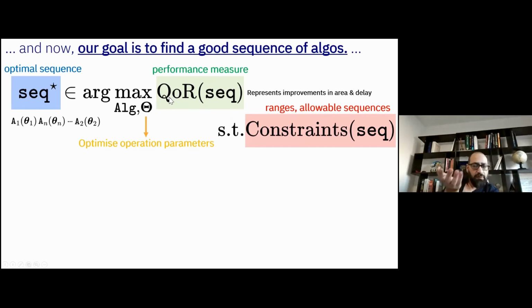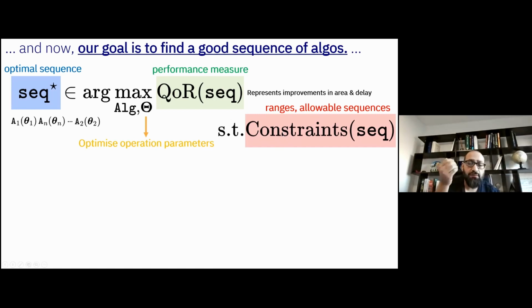So what is this quality of results? It is a ratio between the area and the time delay. The idea is that after you do this operation, you shrink your graph, and now you have a new area of the circuit. Then you divide that by how much time it takes a signal to propagate through that circuit, and that's what we call QoR. So we would like to maximize that trade-off between area and delay.